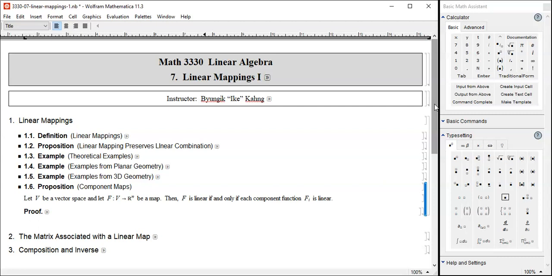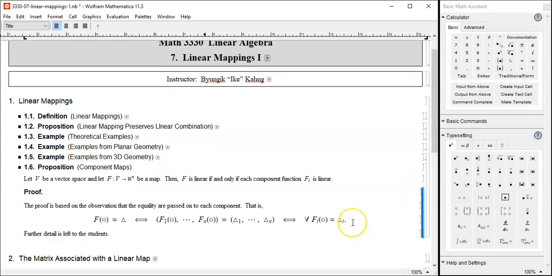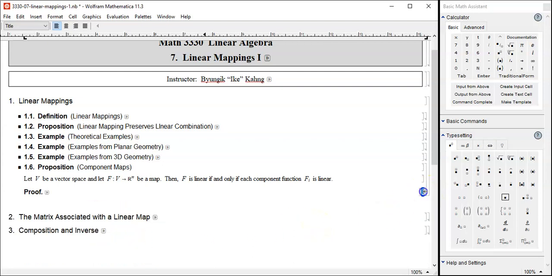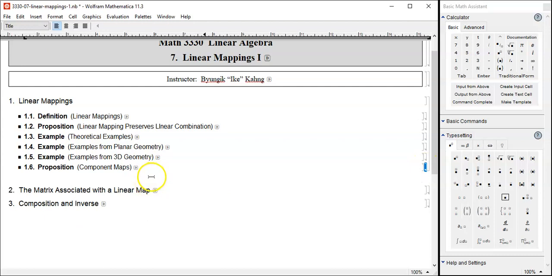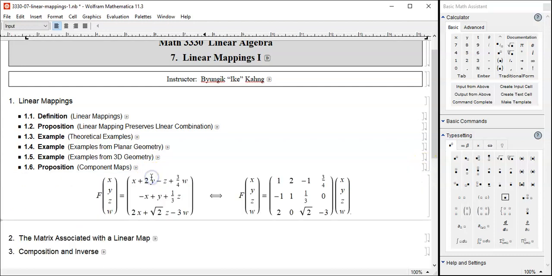A map from a vector space to Rn is linear if and only if each component is a linear function. The proof is left to the students. Basically, if each component function fi is linear, then the original function f is linear and vice versa. Here's an example. This is the example I prepared.